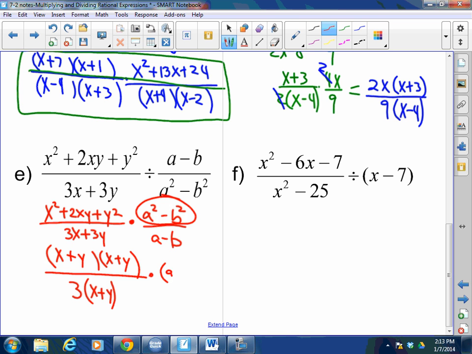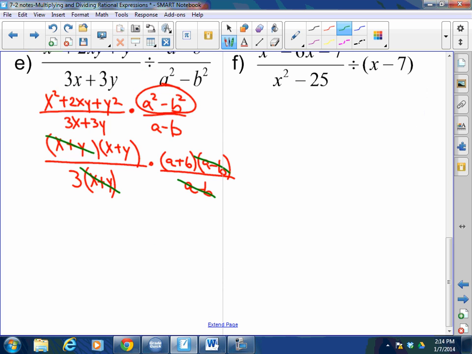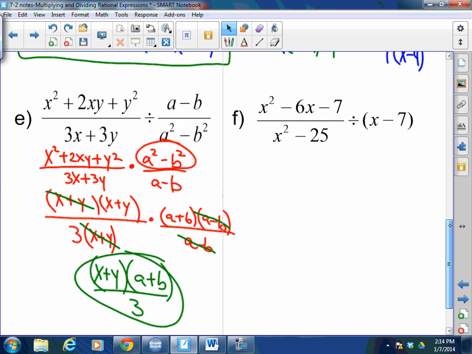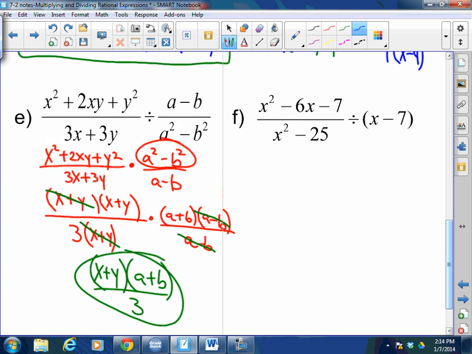It's a difference of squares. A plus b, a minus b, over a minus b. Now the fun part. Get rid of the x plus y, get rid of an a minus b. My answer is going to be x plus y times a plus b over 3. And last but not least, stay.